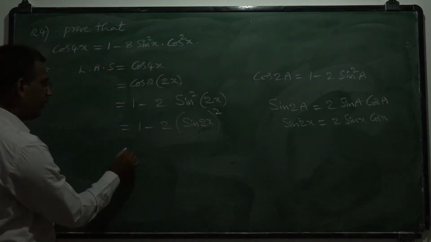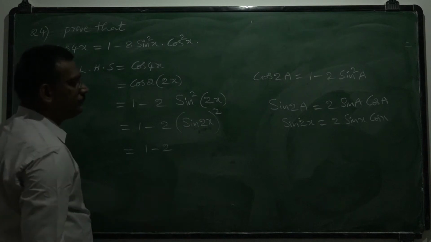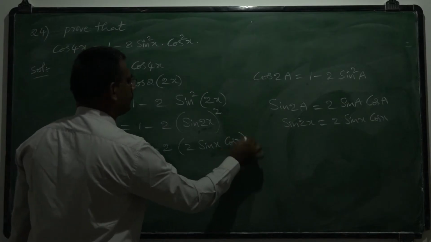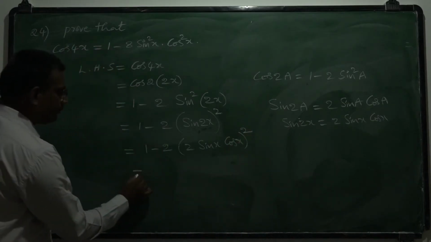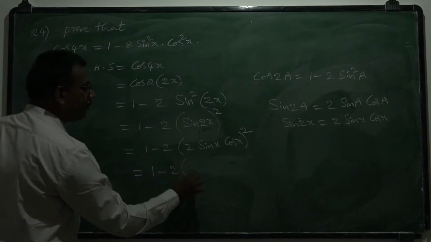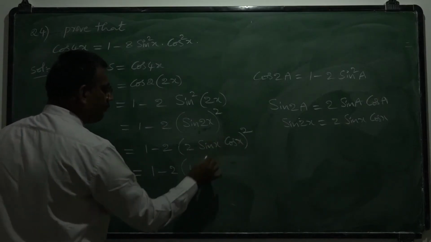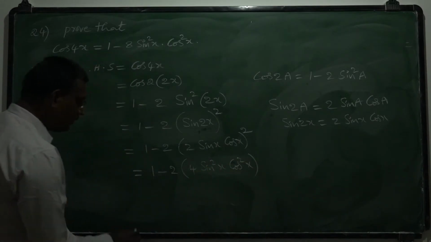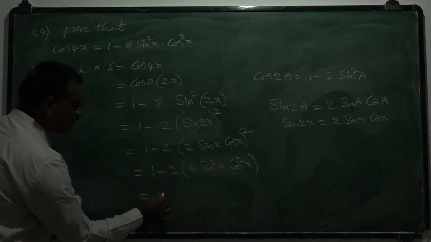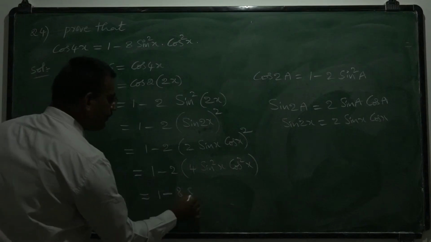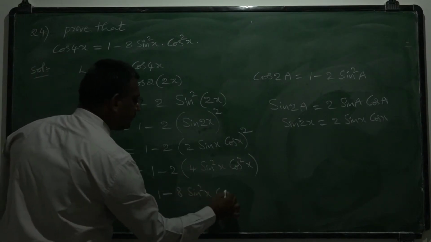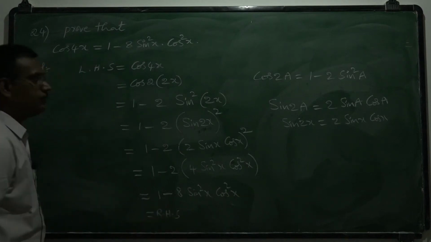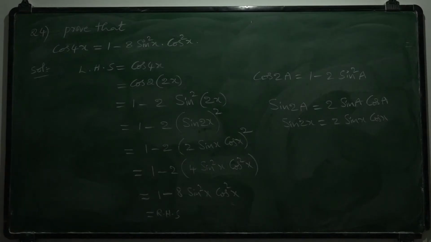So write down here 1 minus 2 into 2 sin x cos x whole square, that's equal to 1 minus 2 of 2 square 4 sin square x into cos square x, that's equal to 1 minus 8 into sin square x into cos square x, that's equal to RHS. Hence proved.